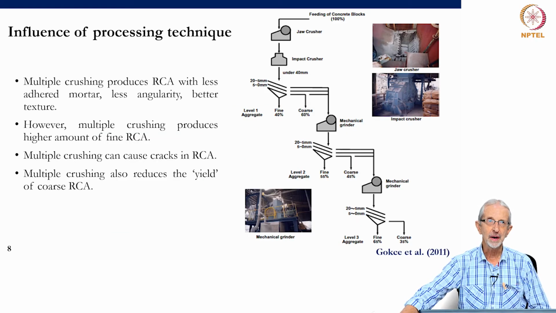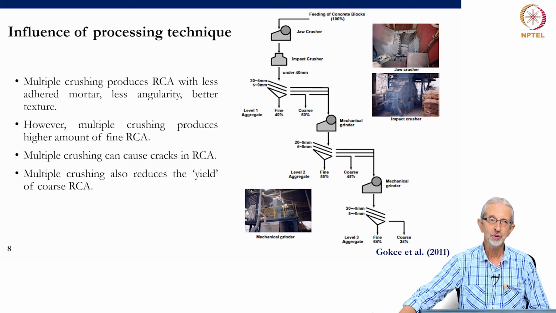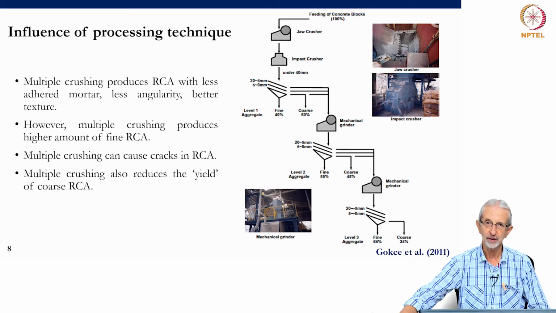So the influence of the processing technique is, as you would expect, if you do multiple crushing, you tend to improve the final product, but you of course lose, or you have the penalty of losing yield, because the more you crush, or the more cycles of crushing through which you go, the more fine aggregate is produced and less coarse aggregate.